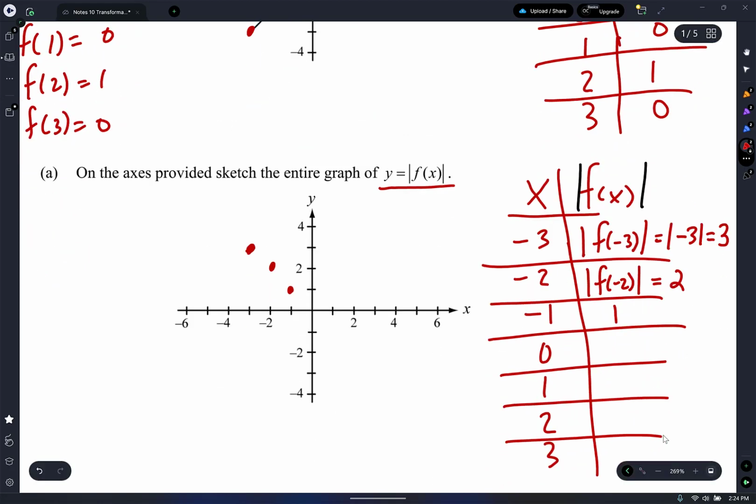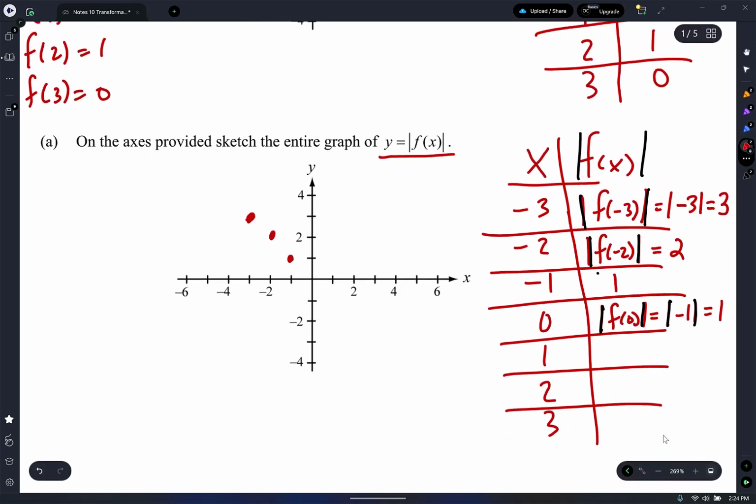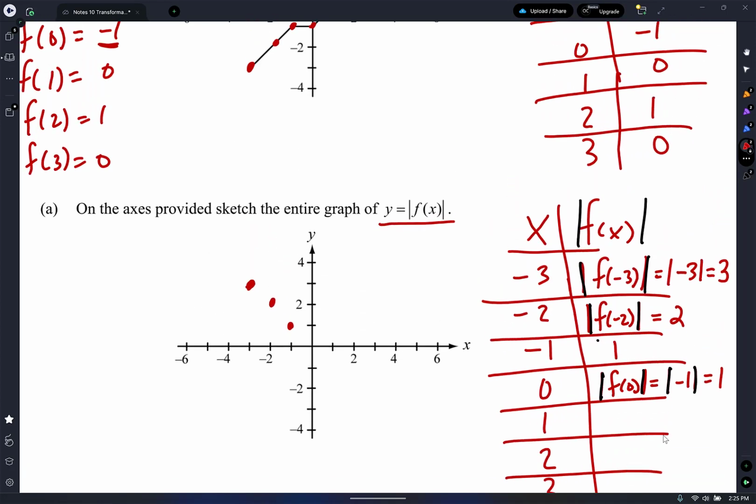So I'll write that one because I don't want you guys to think... Absolute value of f of 0. That's absolute value of negative 1. And that is 1. This in black is absolute value. All right, now I'm just going to write the answer. Oh, yeah, I didn't put the negative 1, 1, 0, 1.